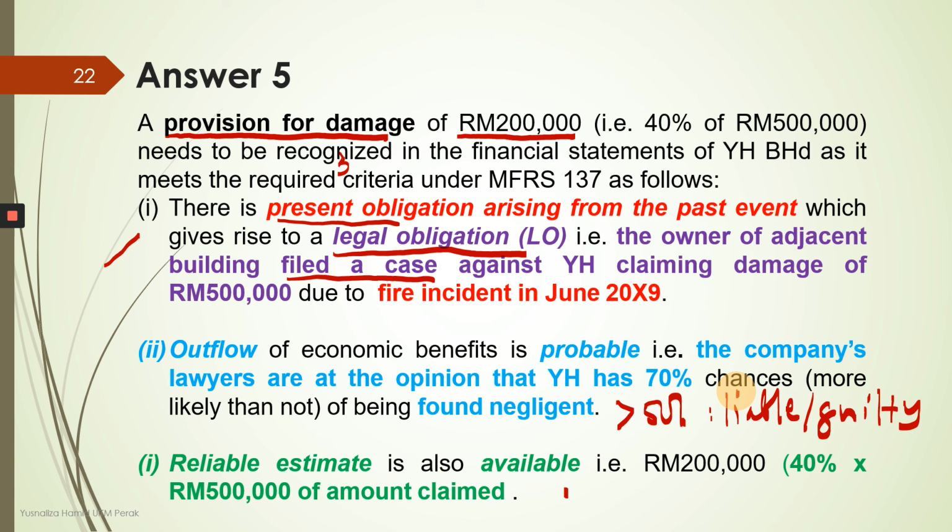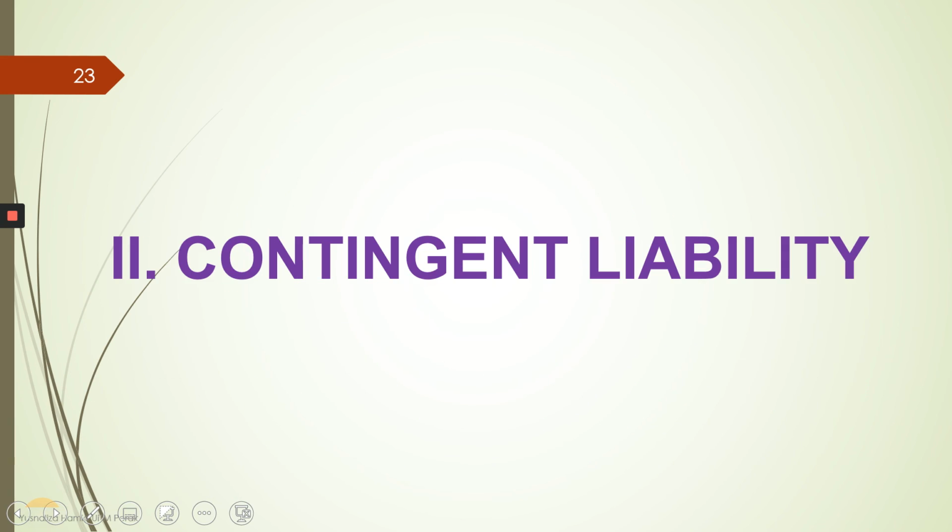Meaning that we are going to lose the case if the owner of the adjacent building files a case, so we will lose the case, right? So the chances are more than 50% that we will lose. So therefore, outflow is probable. The reliable estimate is 200,000 based on our calculation. So therefore, a provision is recognized.